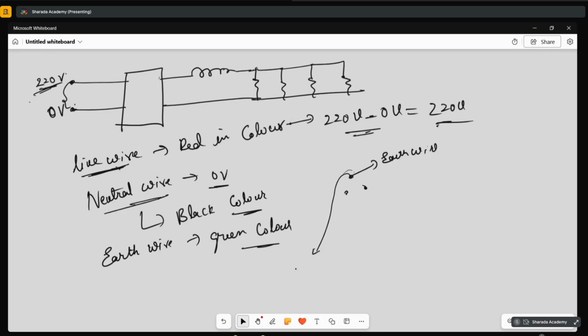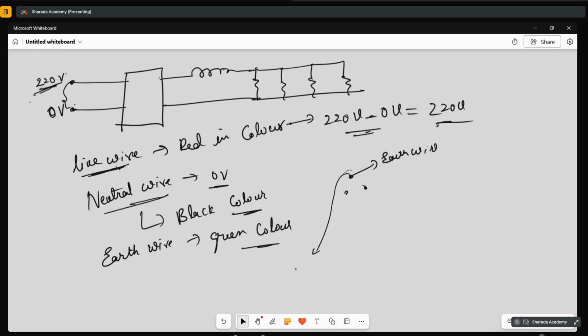And the earth wire, which is green in color, is connected from the plug points. All are connected to one point, and from there to the ground. So why is it connected to the ground? Any leakage of charges will be passed on to the ground, so that if you touch a laptop, iron box, or any metal surface, the charges easily pass through the earth wire. So even if you touch the metal surface, you will not get a shock. All these things they will ask.